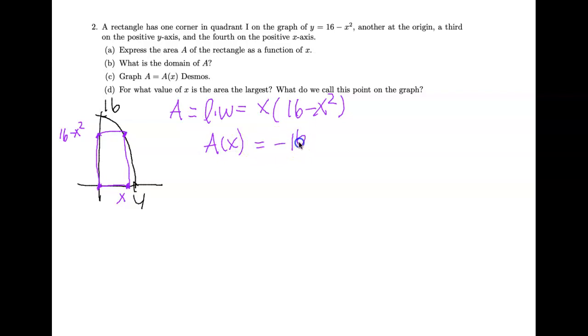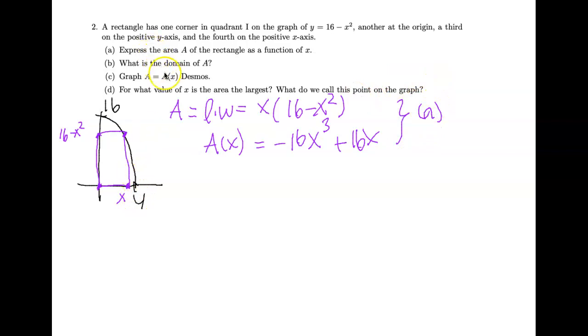We'll have negative x cubed plus 16x. All right, so that is the area. Part A.